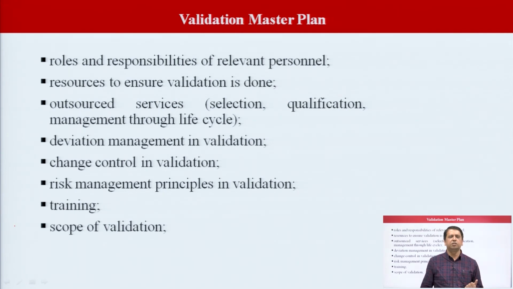For example, some results may deviate. So, in case there is a deviation of any result, how you are managing that deviation. Then another thing, change control in validation and the risk management principles in validation. Then next thing is the training and the scope of validation. So, these all are the different parts which are included in the validation master plan.